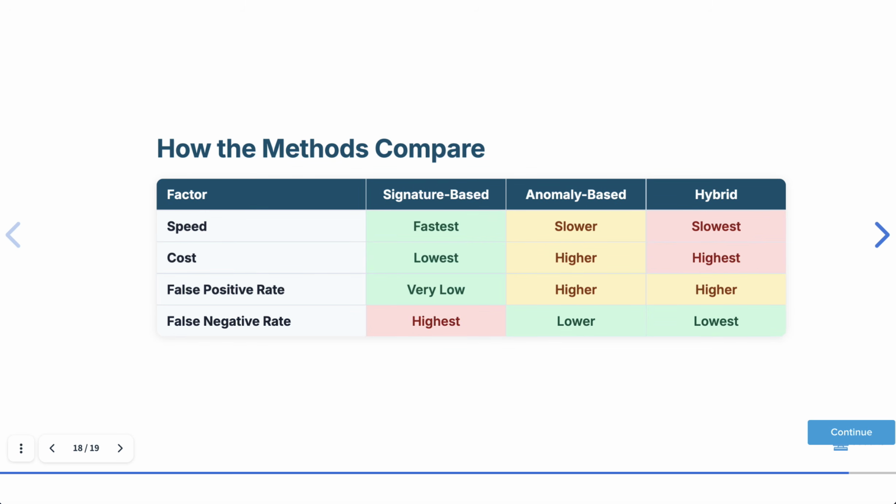False negative rate. Signature-based highest, anomaly-based lower, hybrid lowest. Here, the picture reverses. Signature-based can be bypassed by an attacker who crafts a payload that doesn't match any known signature. Anomaly-based and hybrid are much harder to evade because they look for unusual behavior rather than known patterns. The full table is now visible. Signature-based wins 3 of 4 factors but has a critical weakness in missing real attacks, which has the highest potential for loss.